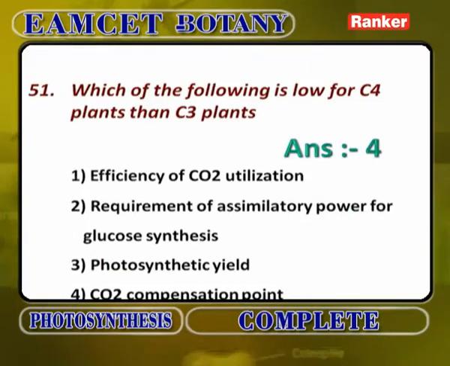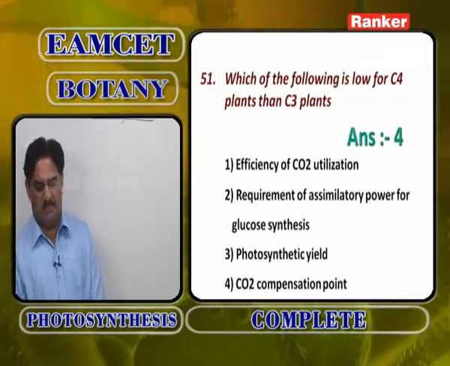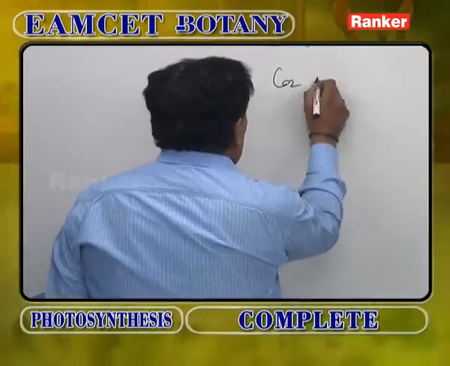Which of the following is low in C4 plants and high in C3 plants? Efficiency of CO2 utilization, requirement of assimilatory power for glucose synthesis, photosynthetic yield, all cannot be compared, but CO2 compensation point.